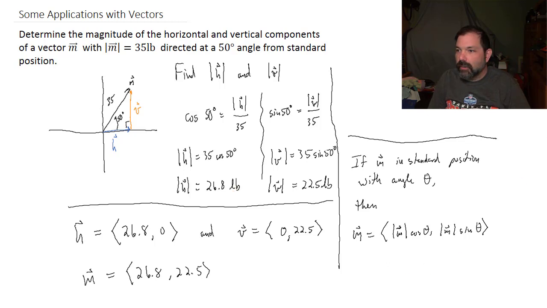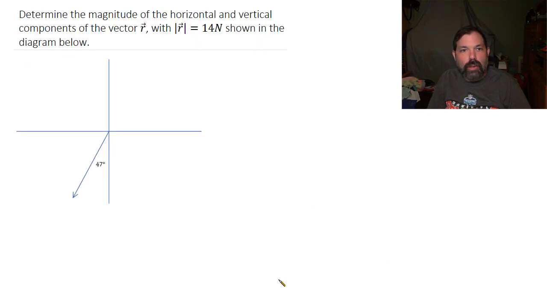So let's see another example of that. Now here I've asked you to determine the magnitude of the horizontal and vertical components of the vector r, and I'm telling you that magnitude r is 14 newtons, that's what that N stands for, newtons, shown in the diagram below. All right, now be careful. The way I've drawn this diagram, it's not in standard position. So how would you adjust it to put it in standard position? All right, now would be a great time to pause to try this one out on your own.